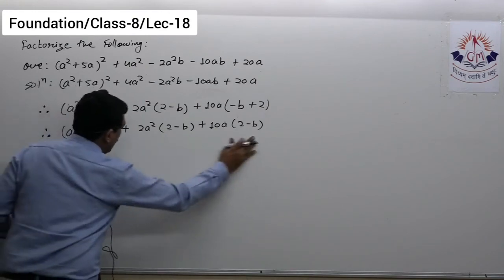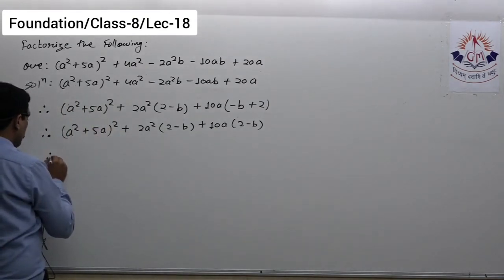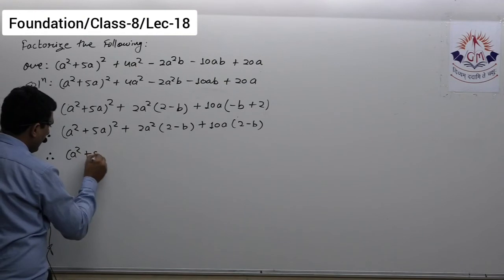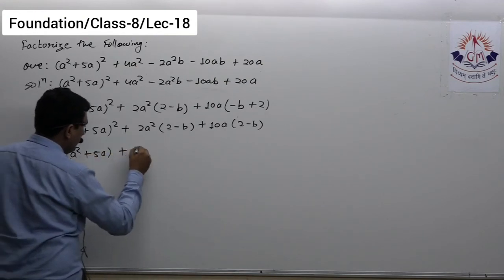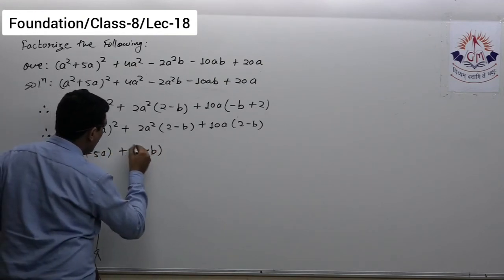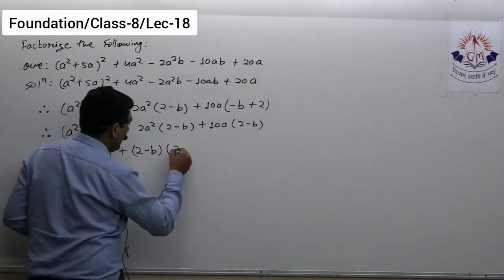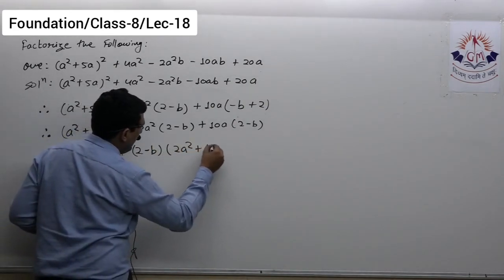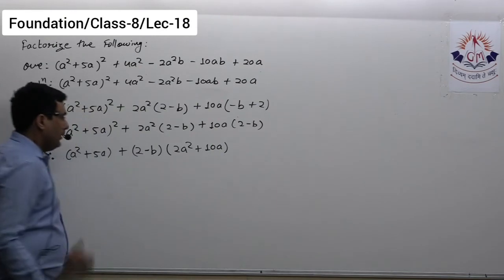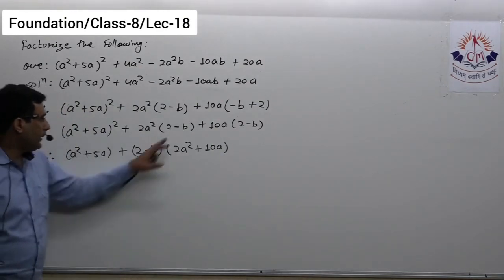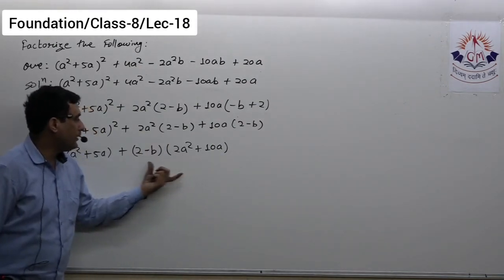Now I will take 2 minus b common from these two. I write this as it is, and with 2 minus b common, here I'll get 2a square plus 10a. Okay, 2 minus b common, 2a square plus 10a.